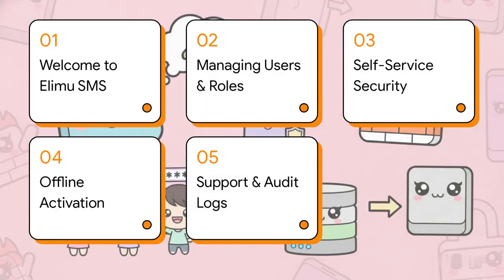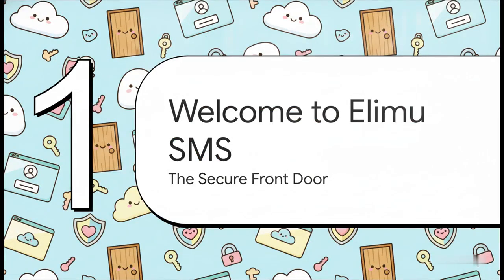Here's our roadmap for today. We'll start with a welcome to Elimu SMS, then we'll get into managing users and roles, checking out the self-service security features, diving into offline activation and subscriptions, and finally, we'll wrap up with support and audit logs. All right, let's jump right into Section 1.